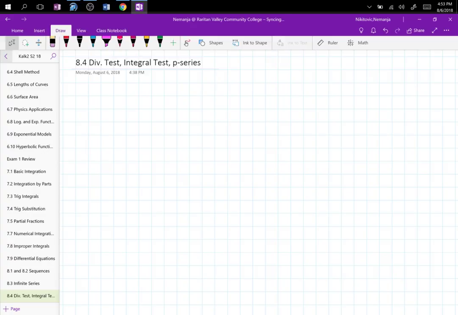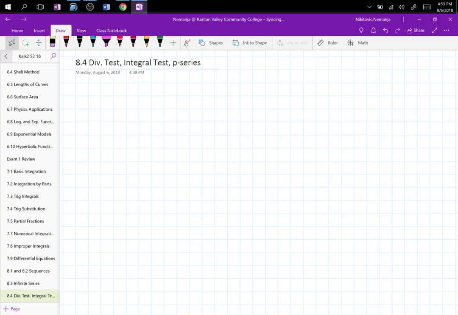Hello and welcome back to Calculus 2. Section 8.4. We have 3 tests to cover here: divergence test, integral test, and P-series. So now we have 3 tests that are used to test convergence, divergence. Now, guys, the first test we are covering is called Divergence Test.